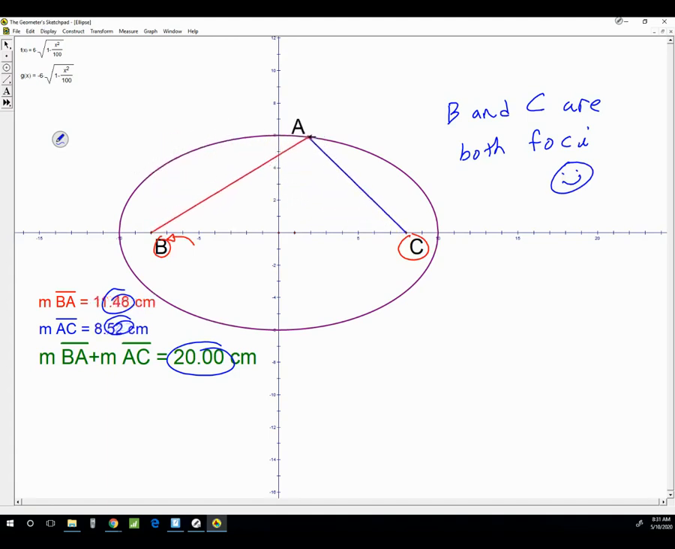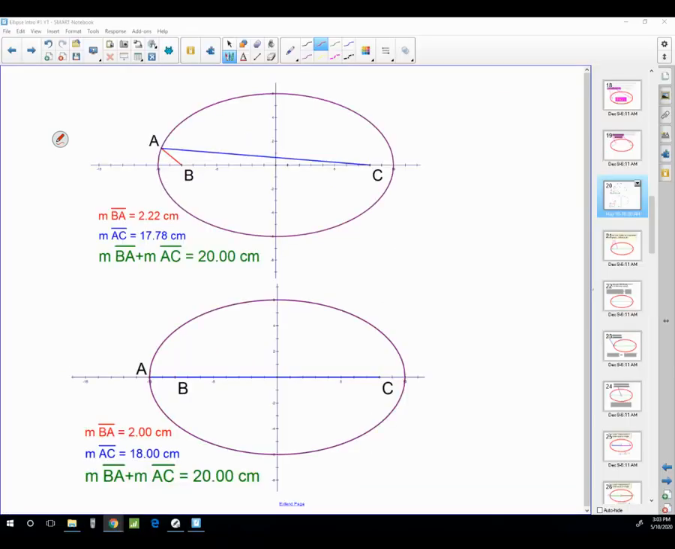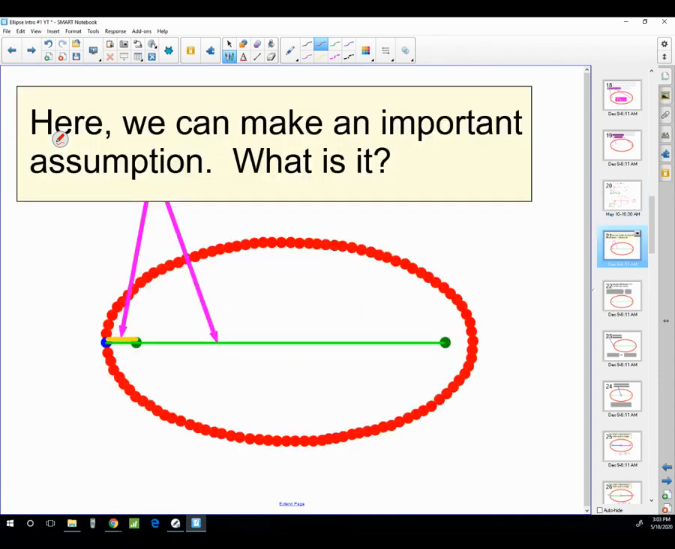Now, this thing really becomes interesting when A swings over here and becomes collinear with B and C. It's on an axis. And also when it is right here, let's see if I can do this. Yes, A and C are equivalent in length. Then the ellipse becomes very, very interesting, and we just get excited. We just said that when random point A rotates down and becomes collinear with the foci, something special happens, something that we like a lot. And what is it?